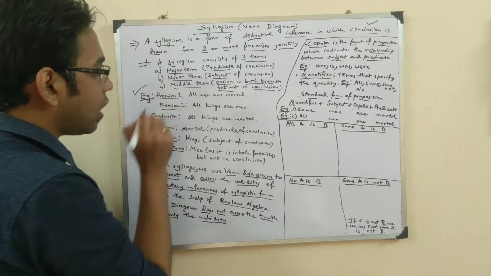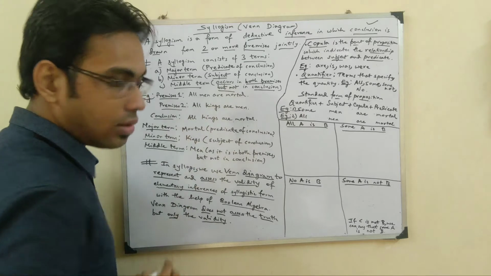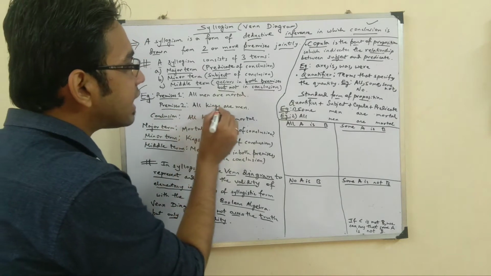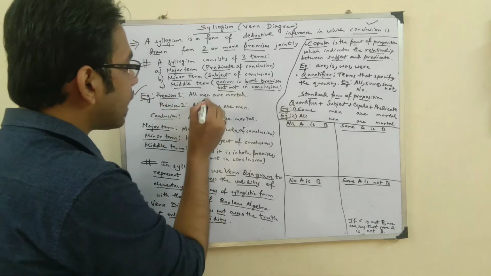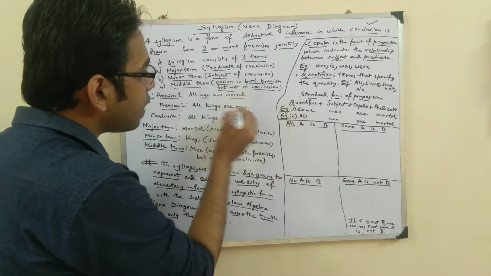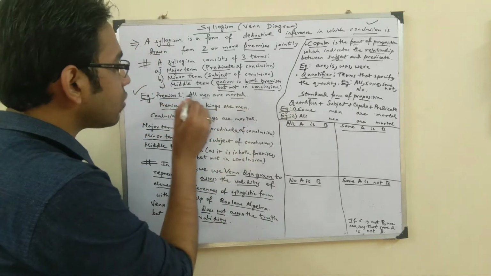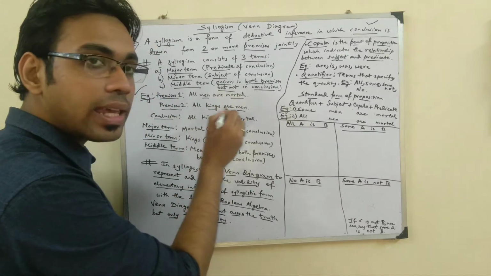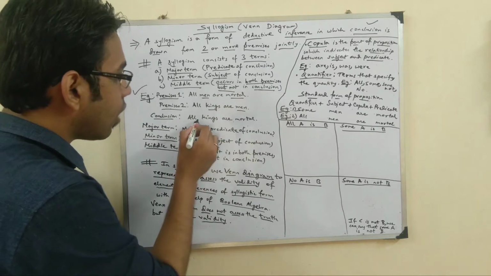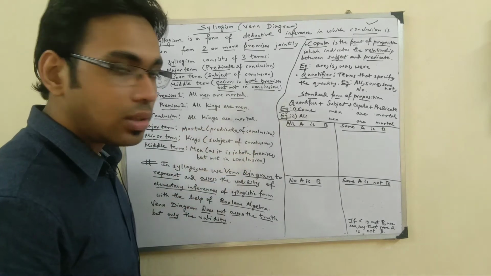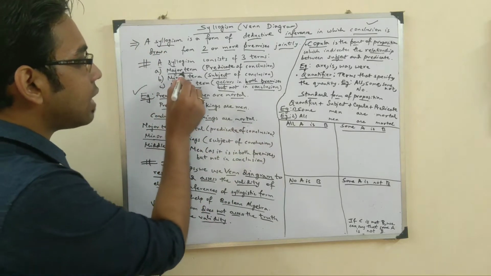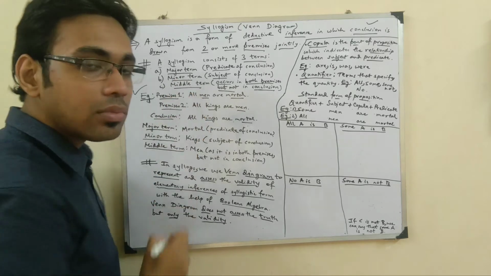Premise 1: all men are mortal. And premise 2: all kings are men. So here we are getting men and mortal as subject and predicate, and here we are getting kings and men as subject and predicate. So in premise 1, all men are mortal. In premise 2, all kings are men. And the conclusion that we can get from it is all kings are mortal. Now we will identify the major term, minor term and the middle term out of this.